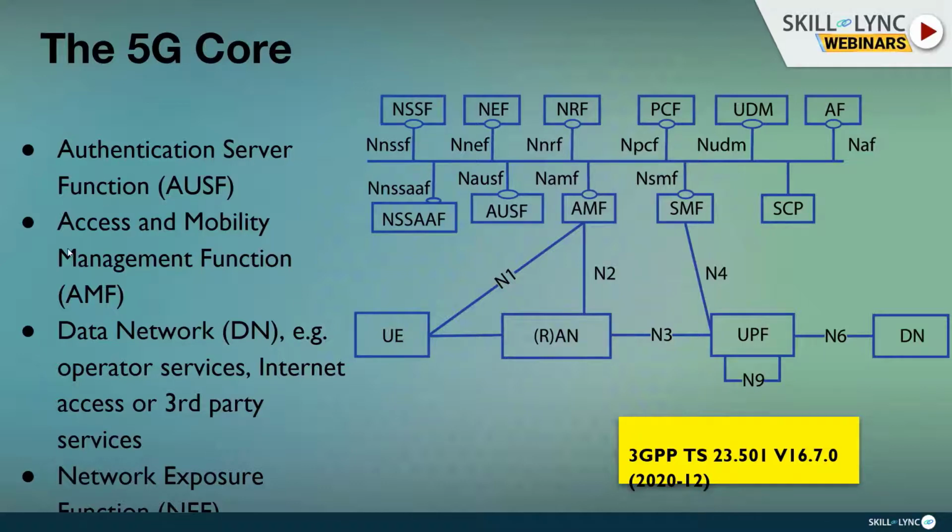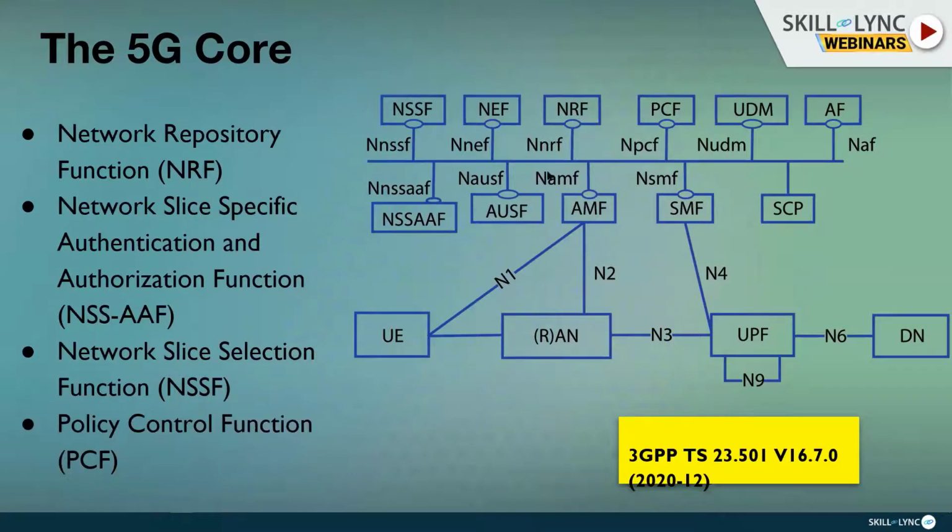We have the authentication server function, and the access and mobility management function, that is AMF. The data network means that it is connected to other third party services or internet or any application function, anything. The network exposure function, NEF, helps you to connect to other networks. The network repository function contains kind of a menu for each functionality. Network slice specific authentication and authorization function.